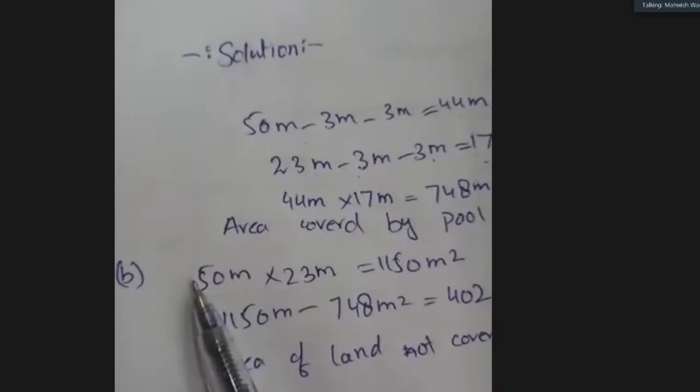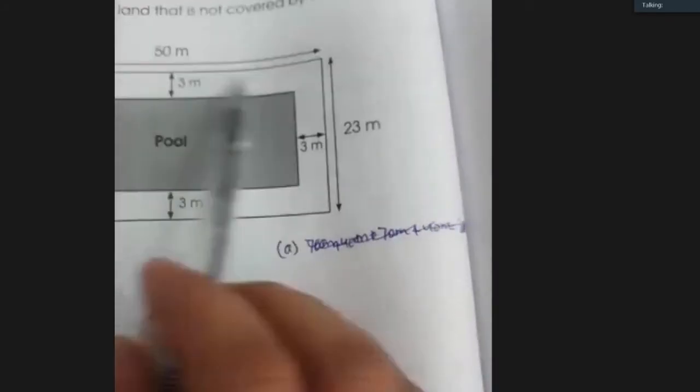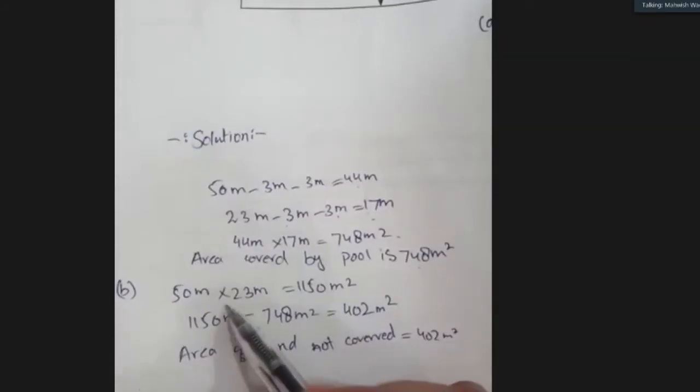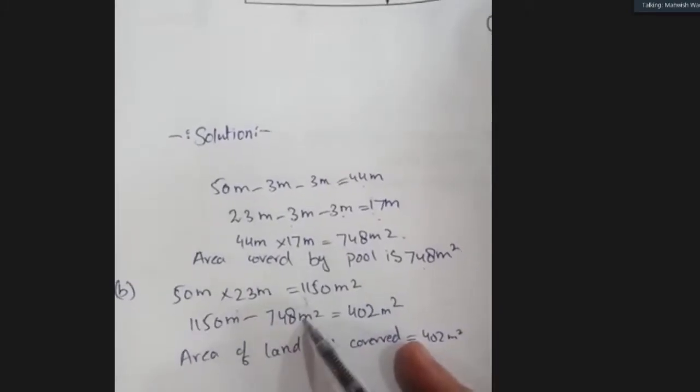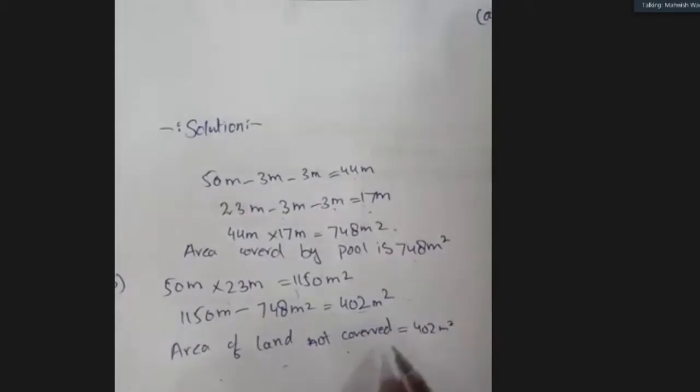That's it. Now they are saying what is the area of land that is not covered by the pool. Now we have to find the area of this one, not covered by the pool, not this one. 50 is given, multiply by 23. We simply have to multiply these values, we will get 1150. When we subtract the covered area from the total area, we will get our answer, that is 402 meters square. Area of land not covered is equal to 402 meters square. Do it.